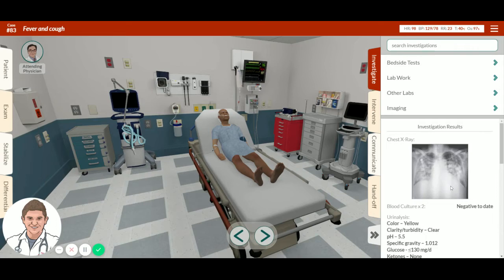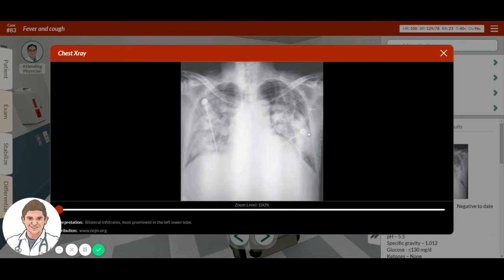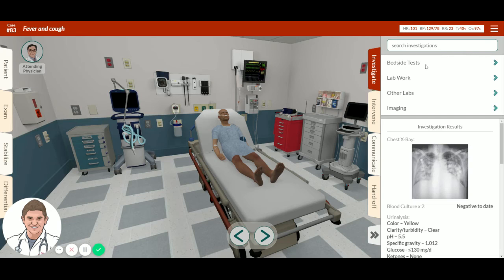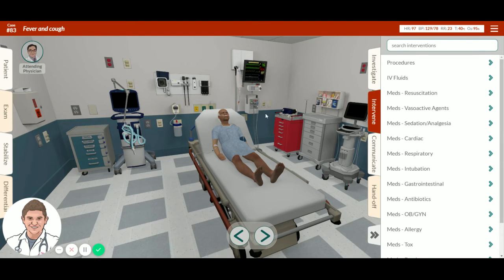Your urinalysis is negative, and here's your chest x-ray. This is concerning, obviously. Bilateral infiltrates, all this fluffy stuff on both sides, concerning for a pneumonia. And we have a suspicion for a viral pneumonia, but you don't have total guarantee of that either. So how are we going to treat this patient?